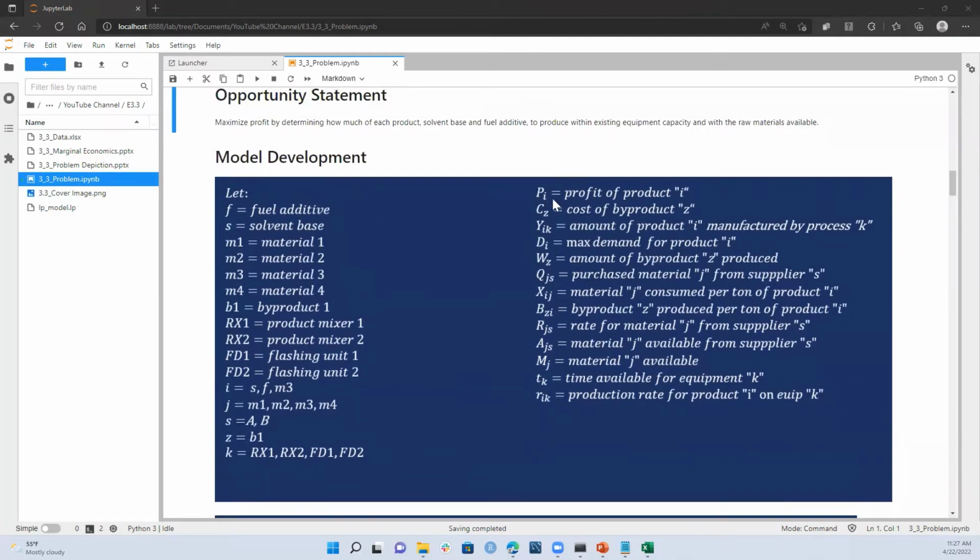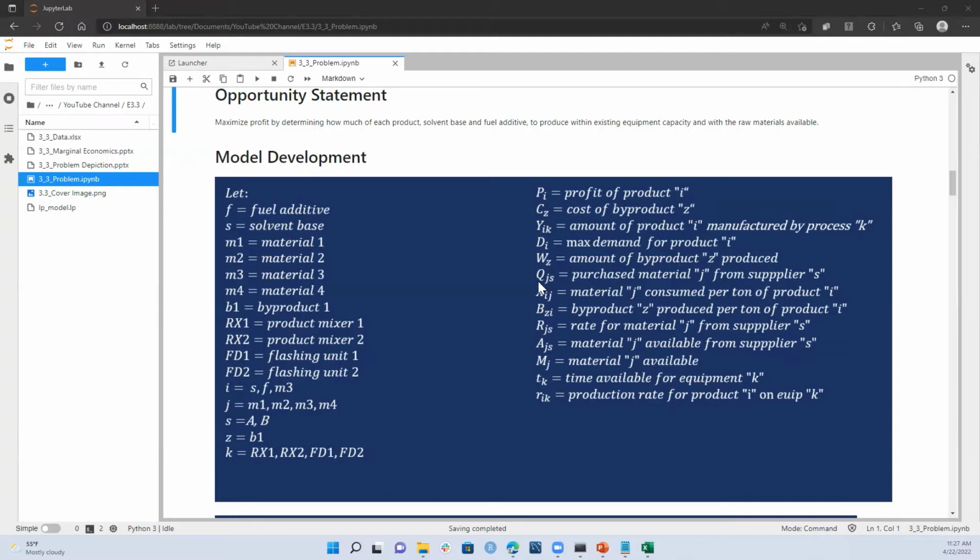P sub I is going to be a variable representing the profit of product I. C sub Z is going to be a variable representing the cost of producing byproduct Z. We're going to let Y sub IK be a decision variable that represents the amount of product I manufactured by process K. We're going to let D sub I as a variable represent the maximum demand for product I. We're going to let W sub Z represent the amount of byproduct Z produced.